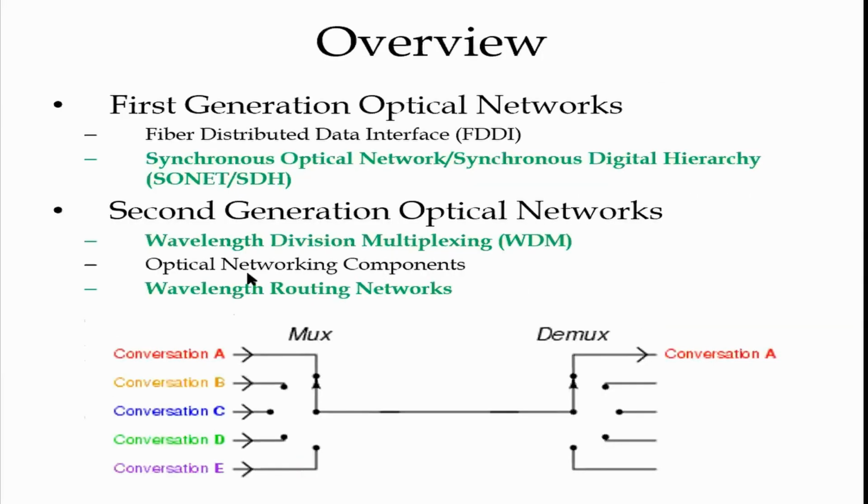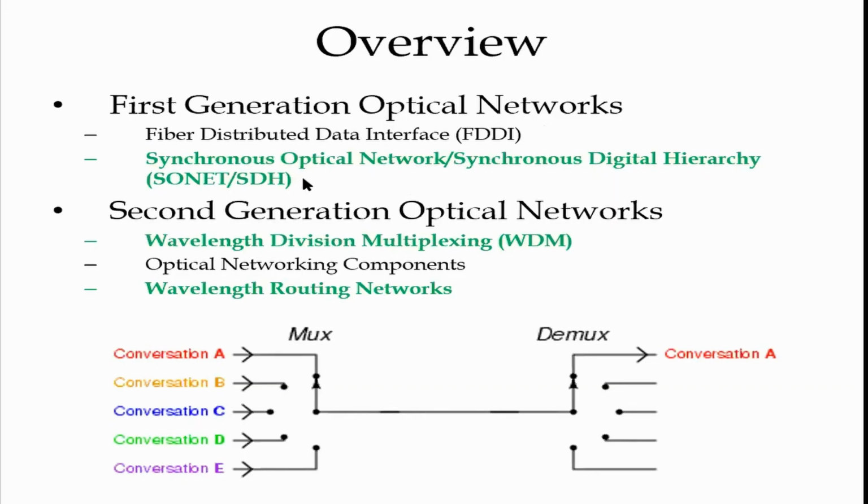Let's see it. Okay, see here, the first generation optical network has FDDI, fiber distributed data interface, and synchronous optical network. The first method, FDDI, is an outdated method which guarantees a lesser data rate. So we have eradicated that, and currently we are using SONET, synchronous optical network. In America it is called synchronous optical network, whereas in other parts of the world it is called synchronous digital hierarchy. However, the protocol remains the same.